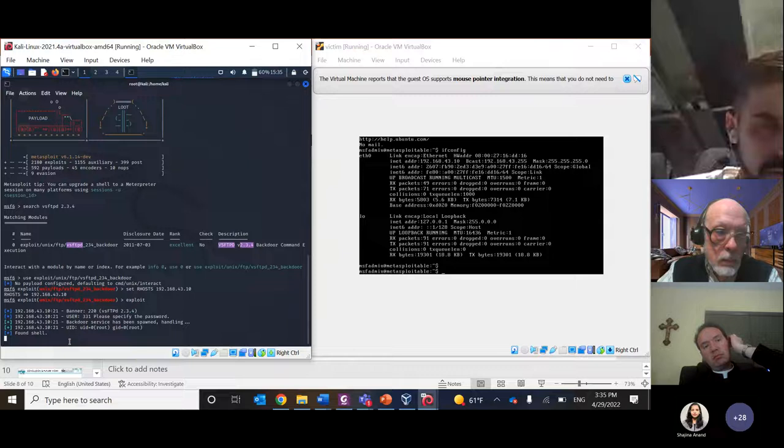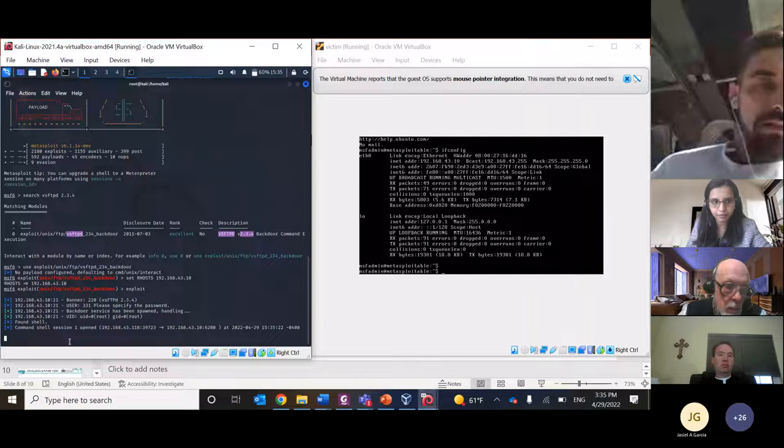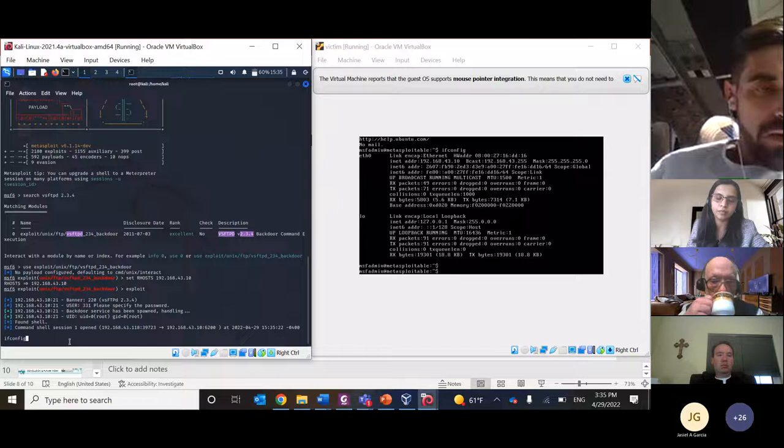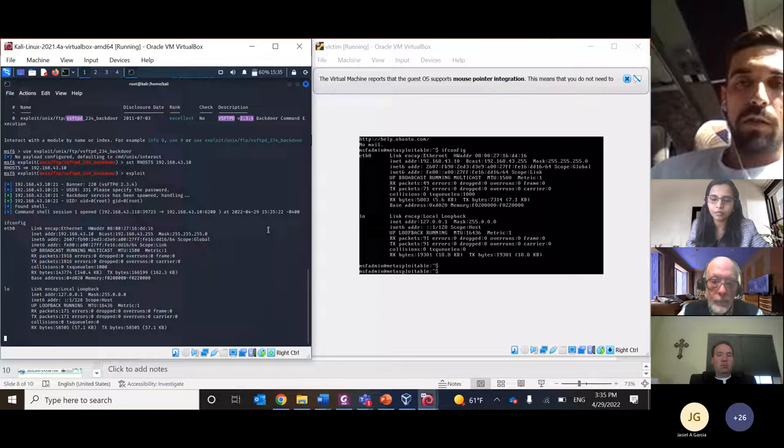Now it's found the shell, we can see. And in a second, we'll be able to watch. Yes, and now when I'm doing the ifconfig, see here that our IP is the same as the victim, and we gained access on this.